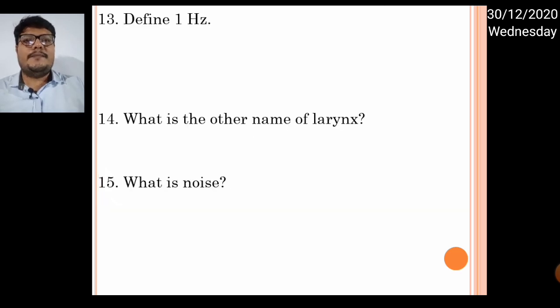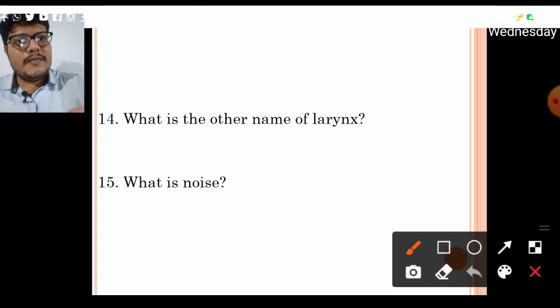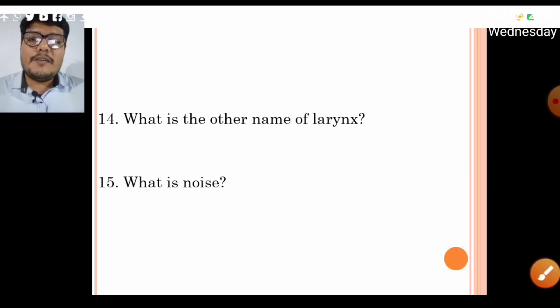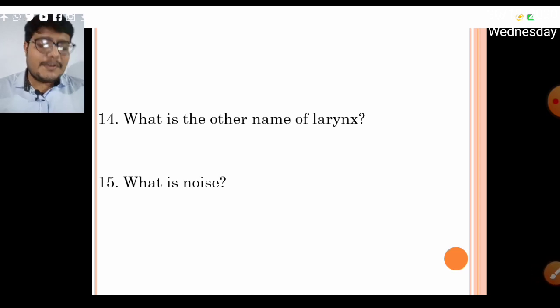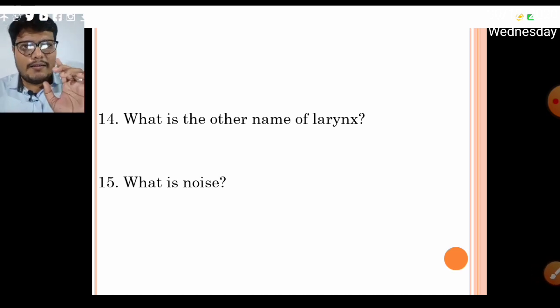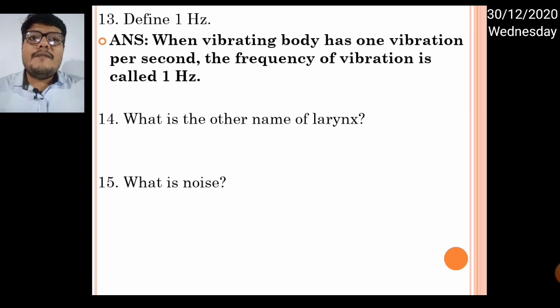Okay, now see here, next, define 1 hertz. Now hertz is the representation of frequency. What is the definition of frequency? It means the number of vibrations in 1 second. Now here they are asking for 1 hertz, which means 1 vibration in 1 second, or we can say 1 oscillation in 1 second, right? How will we write the answer? See here, when a vibrating body has 1 vibration per second, that frequency of vibration is known as 1 hertz, right?